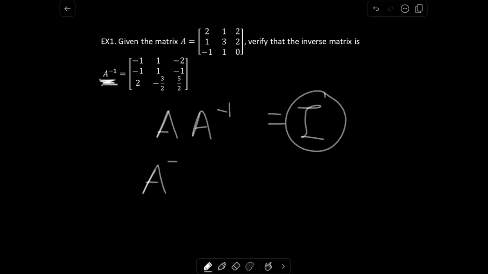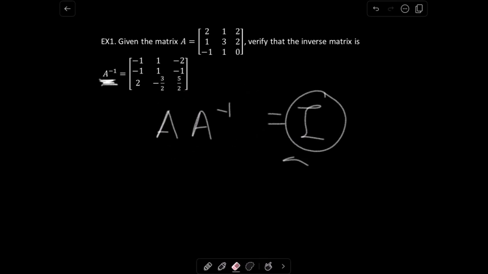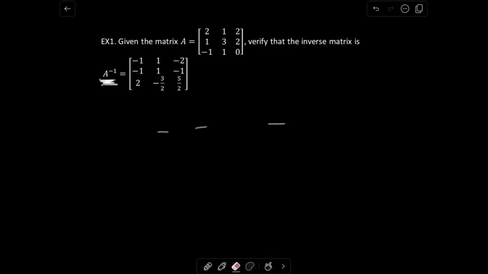Also, you could even do the inverse multiplied by matrix A, and you'll still get the identity matrix. Remember, it doesn't matter in what order you multiply it, but what I'm going to do is find A times the inverse. So pause the video, try it. All right, let's go for this example.